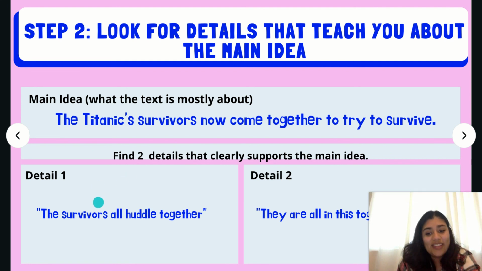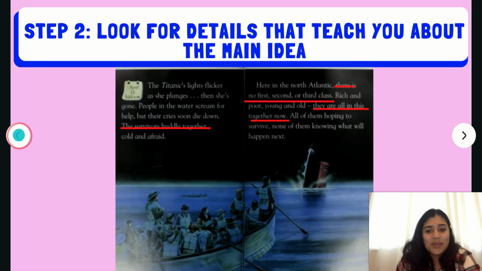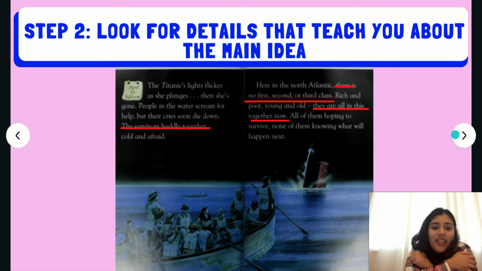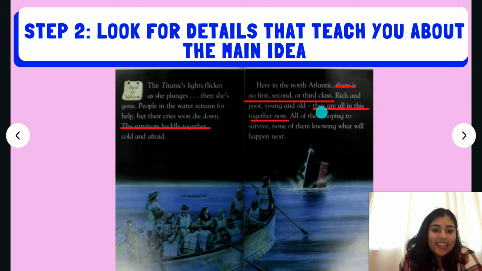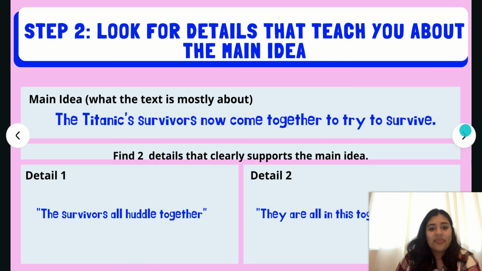Detail 1 says that the survivors all huddled together, which is one of the details we saw right here. The survivors huddled together. That lets us know that they are coming in close on the boat. And detail 2 says they are all in this together now, which was right here in the text. They are all in this together now. They're going to work together as one team to try to get to safety.